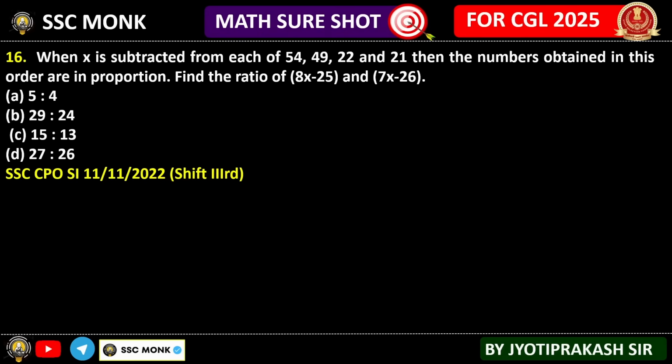Next. When X is subtracted from each of 54, 49, 22, 21, then the numbers obtained are in proportion. Now understand, when you see 4 things are in proportion, that means A is to B is equal to C is to D. This is how you will write. So if X is taken out, 54 minus X by 49 minus X is equal to 22 minus X by 21 minus X. It is asking what is the ratio of 8X minus 25 and 7X minus 26.